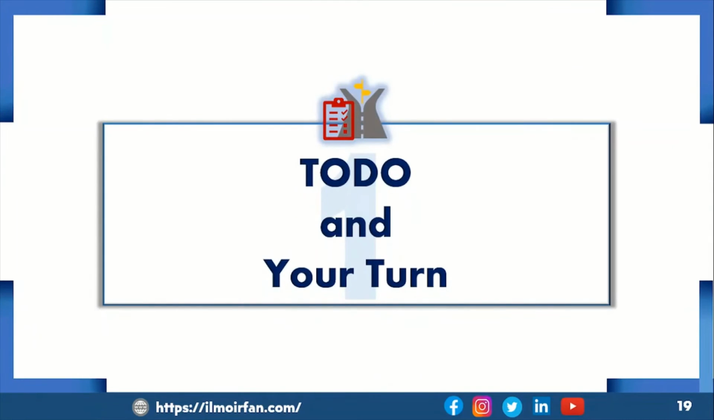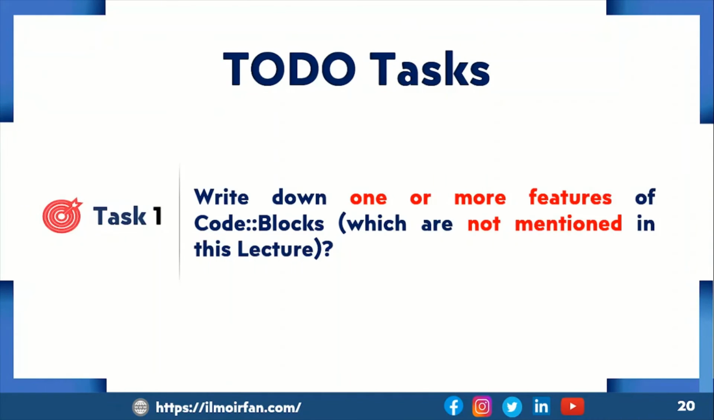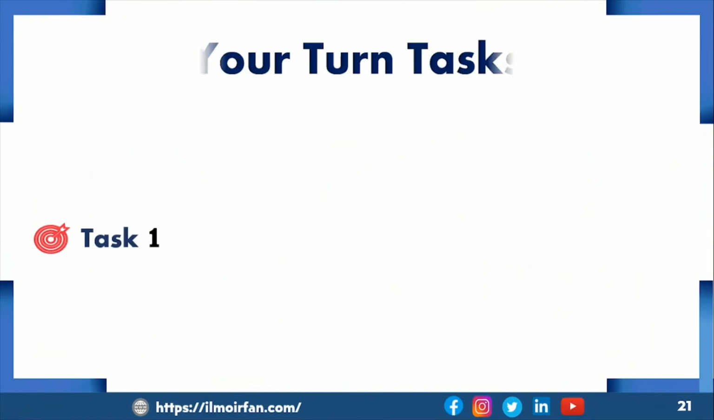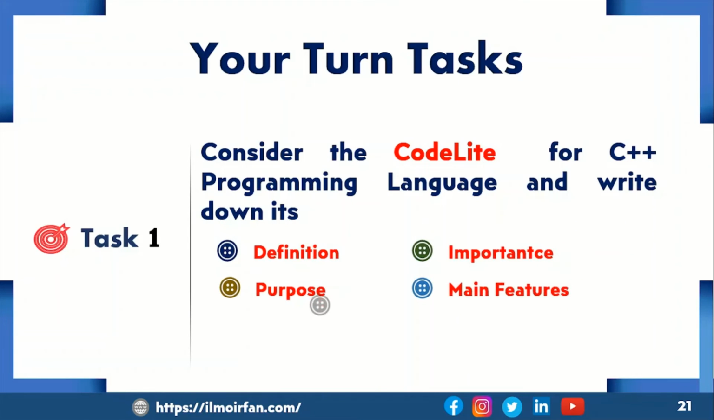To do and your turn tasks. The to-do task for this part of the lecture is to write down one or more features of code blocks which are not mentioned in this lecture. Your turn task is to consider Code::Lite for C++ programming language and write down its definition, importance, purpose, main features, and system requirements.